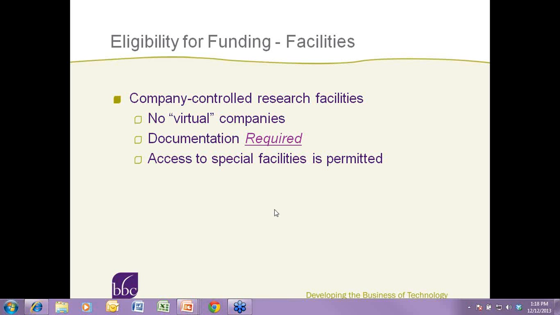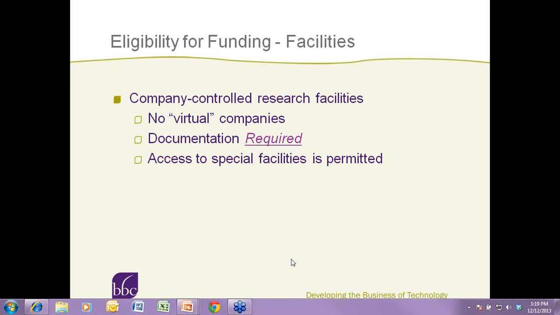But in either case, the companies are expected to have the facilities and be able to document that those facilities exist. Now, the facilities do not have to be under the company's control at the time the proposal is submitted, but before the money is released and the project can start, the company must have those facilities in place and must be able to document that they have done so.